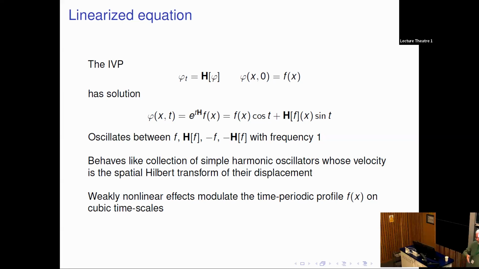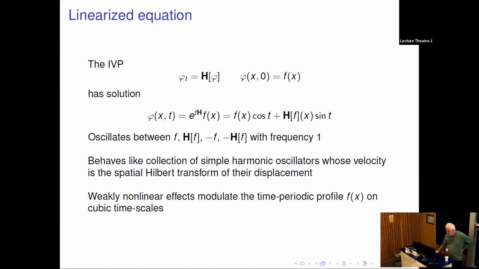The front is basically behaving like a collection of simple harmonic oscillators, but they are coupled through the fact that their velocity is the spatial Hilbert transform of their displacement. That's what the unidirectional part does. Again, if you compare with non-dispersive hyperbolic waves, there at the linear level you have a wave which just translates. Here you have a wave which just oscillates up and down with frequency 1. You switch on nonlinear effects, and the nonlinear effects are going to modulate that spatially varying profile.